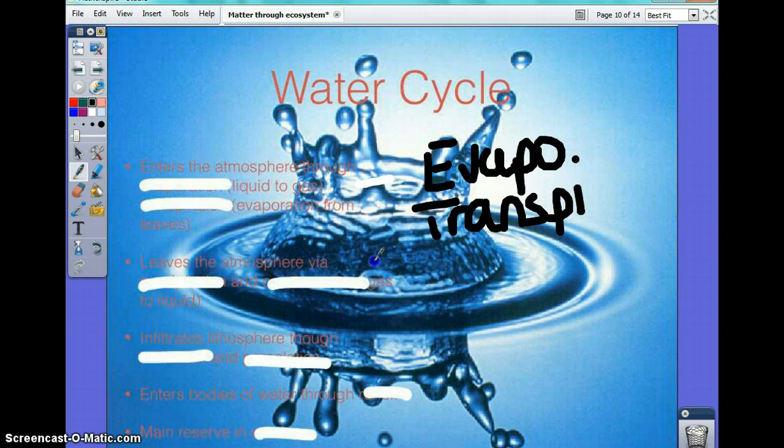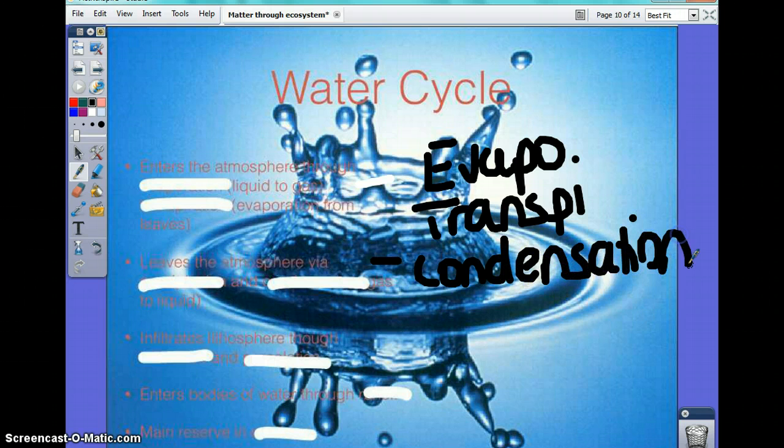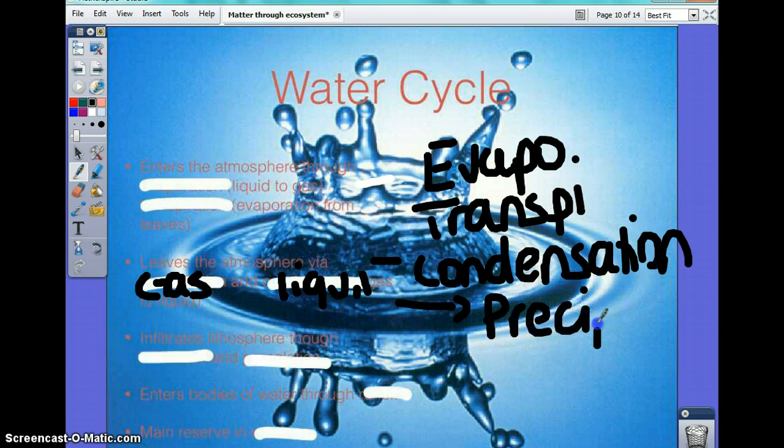Condensation. And what is condensation in technical terms? It's just gas being converted to liquid, and that's how it leaves. And then it rains down to Earth in precipitation, and from there, it can infiltrate the lithosphere through what two processes? Percolation and infiltration. Percolation is more through rocks, and infiltration is just into the general ground.